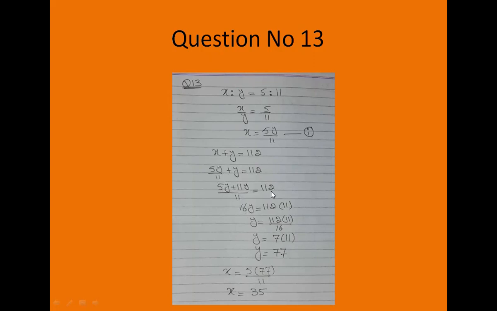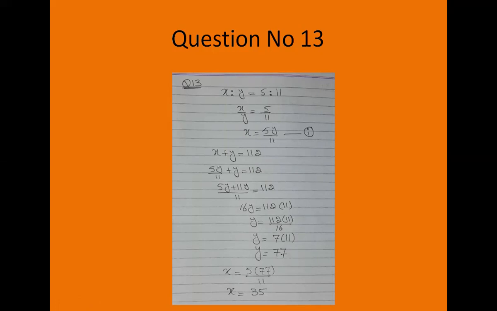This 11 will go on the other side and it will multiply. So 112 multiplied by 11 divided by 16. 16 sevens are 112. So 7 into 11, that will be 77. So this is the value of y. I will substitute this value of y in this equation, and I will get the value of x. So 5 into 77 divided by 11. 11 ones are 11, 11 sevens are 77, 7 fives are 35. So the value of x is 35 and the value of y is 77.